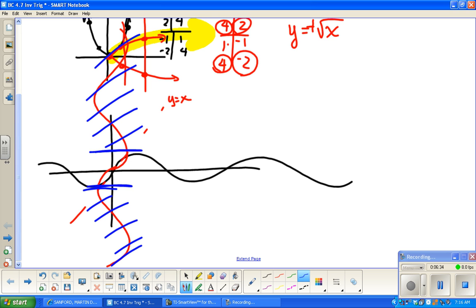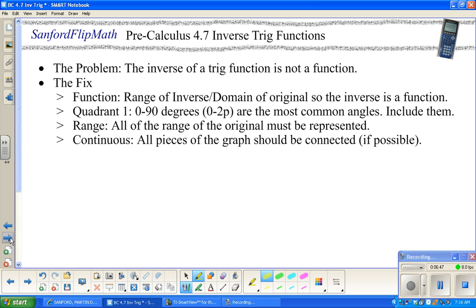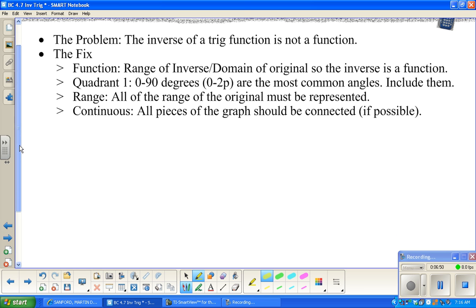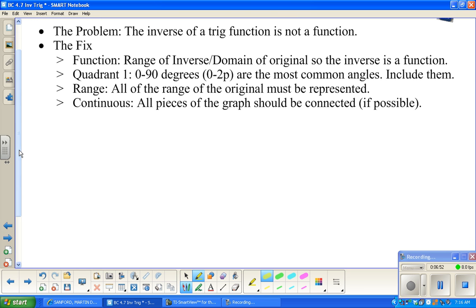And I need you to understand what we're taking off and why we're taking it off. The whole point of it, and this is a big deal, is to make it a function. So here's the process. The problem is the inverse of a trig function is not a function. The fix is to force it to be a function by clipping off stuff from the range of the inverse, or in other words, from the domain of the original, so that the inverse will be a function. That's the biggest issue, it needs to be a function.